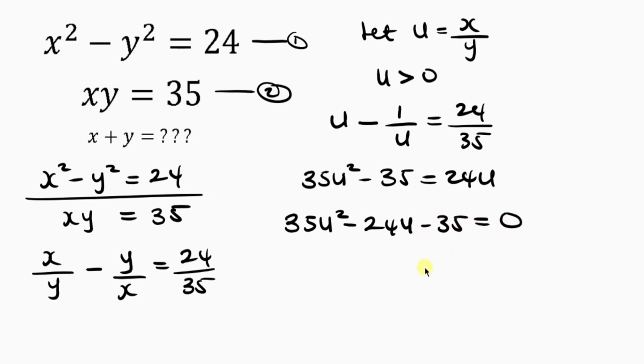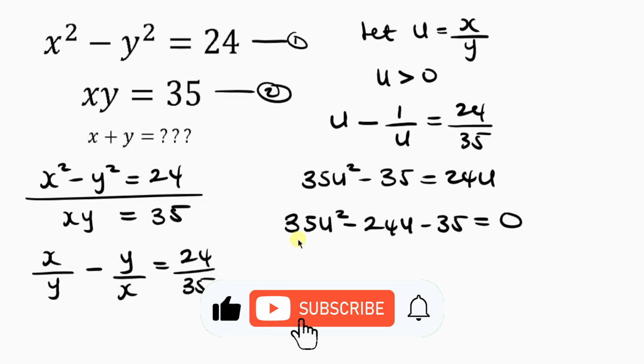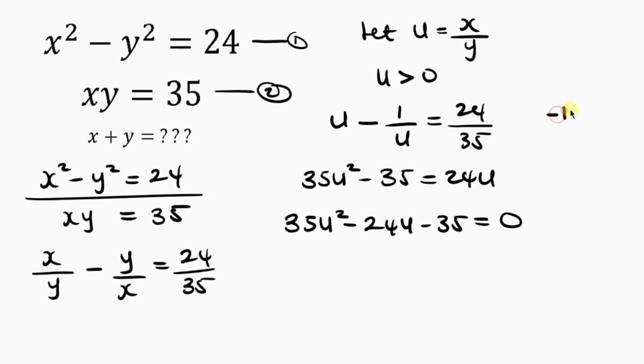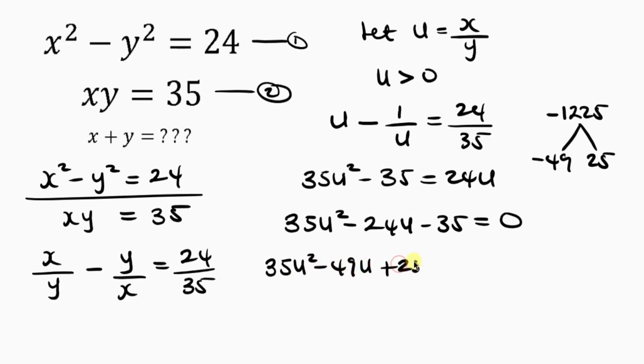Well, this is a good quadratic equation which is factorizable. So let's factorize. 35 times negative 35, I have negative 1225. That's it. Now, what are the factors of negative 1225? Well, what I can think of is negative 49 times 25. Why? Because when I add these two expressions, I'm going to be having negative 24. So let's use that. So I have 35u squared minus 49u plus 25u minus 35 is equal to 0.